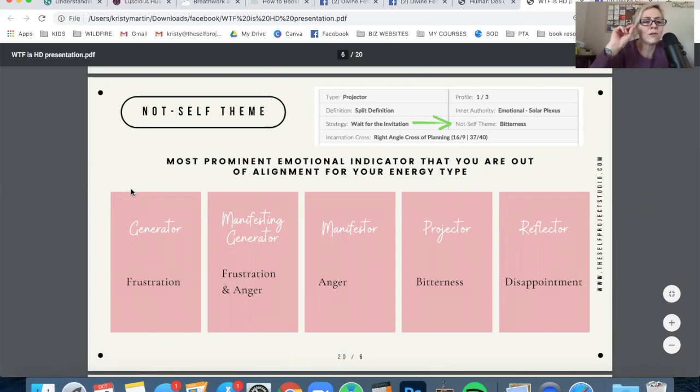Manifesting generators, you are going to be frustrated and angry. Manifestors, you're just going to be angry. Projectors, you're going to be bitter. Reflectors, you're going to be disappointed.